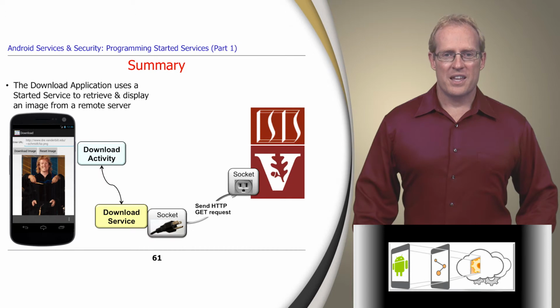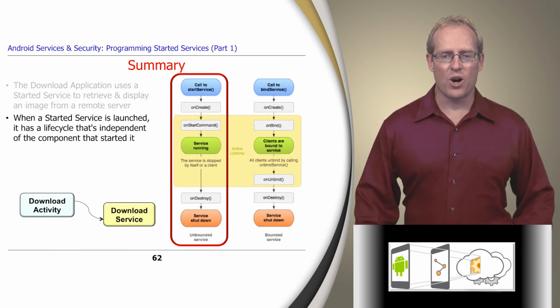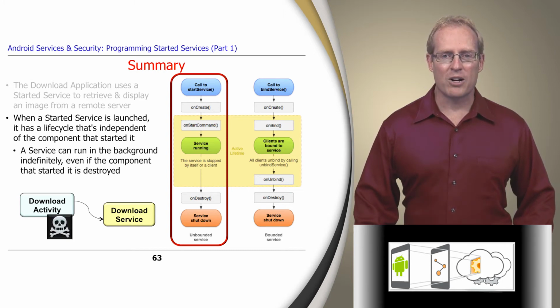In summary, this part of the module progressively analyzed the structure and functionality of a download application to show by example how to program a started service that concurrently retrieves and displays an image from a remote server. A started service is launched on demand by another Android component, typically an activity, and its lifecycle is independent of the component that launched it. A started service can therefore run in the background indefinitely, even if the component that launched it is destroyed.